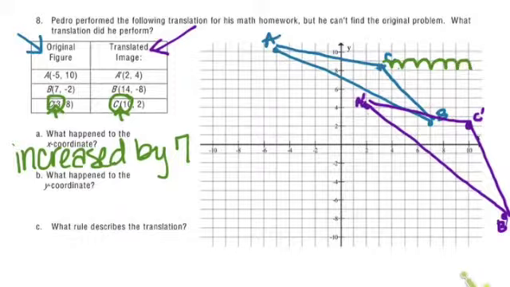Okay. Our next question asks us, what happened to the y-coordinate? Well, let's look at one of the y's. Let's look at the first one up here. We had a 10, and it went down to 4.